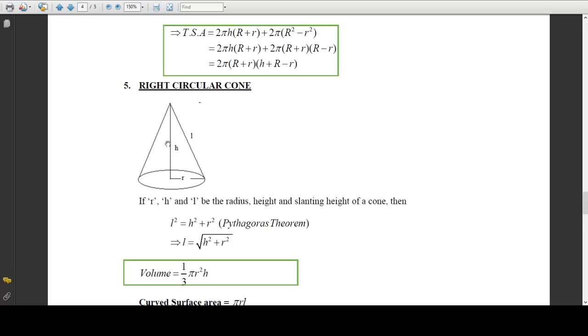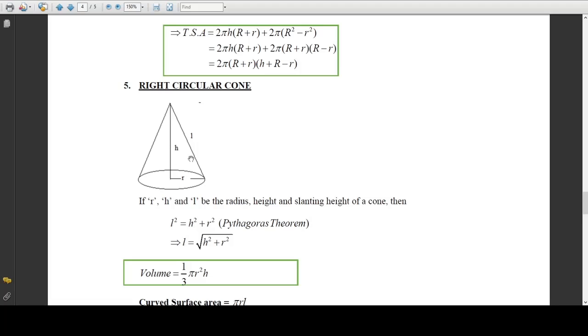Okay, this axis we can call the axis. This axis should be perpendicular to the base of the cone. That means the angle between these two should be 90 degrees. And if this is 90 degrees, we can utilize the Pythagoras theorem here. The square of the hypotenuse is equal to the sum of the squares on the other two sides. Just look at this triangle.